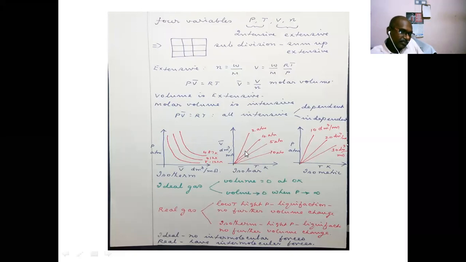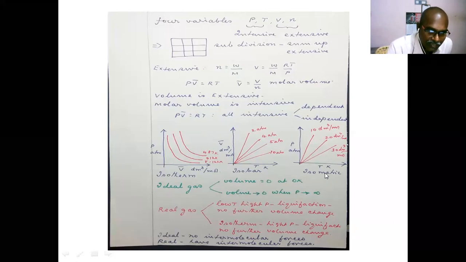In another graph, I am going to maintain the pressure constant, isobar, and I am going to vary the temperature and note down the volume change. Say, when I maintain the pressure at 10 atmosphere and constant, I am getting a straight line like this. 5 atmosphere, I am getting a straight line like this. 4 atmosphere, a straight line like this. 2 atmosphere, a straight line like this. So this is isobar.